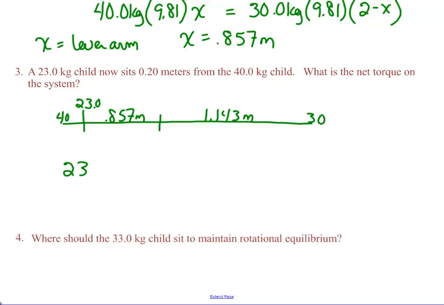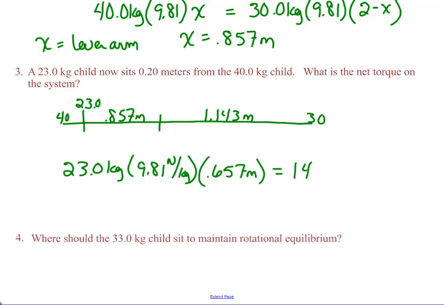So I'm going to take my child's mass times g times the distance this child is from the pivot point, which is 0.2 meters less than 0.857, so 0.657 meters. And I get 148.2 Newton meters. Newton meters, force times distance, is our unit for torque. And it is not joules because the force is perpendicular to the distance. We're not doing work, we're causing rotation. So torque units are Newton meters.